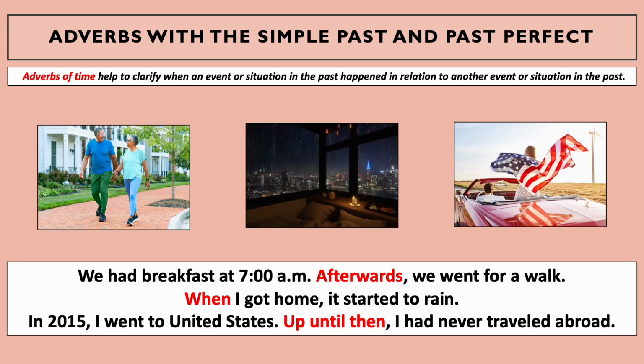Number three, in 2015, I went to United States. Up until then, I had never traveled abroad. Travel abroad means to travel to another country that is not your country. So in this case, up until then is used to say before that, before that moment, before that time. Like in this case, I traveled in 2015. I traveled to United States. Up until then, or before that year, before 2015, I had never traveled to another country. I had never traveled abroad.